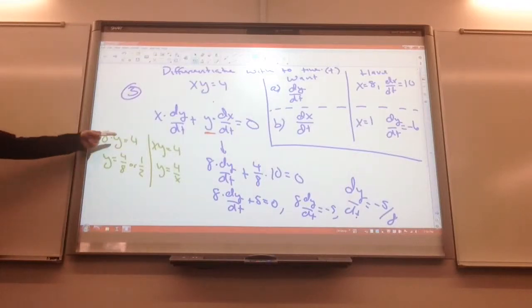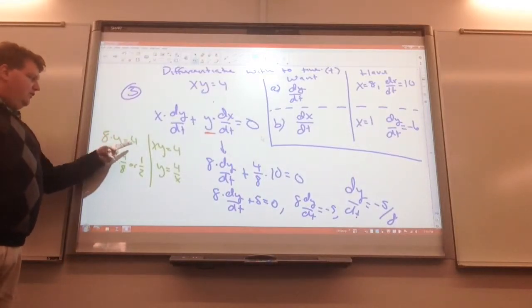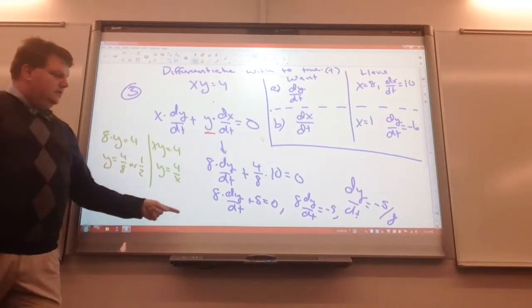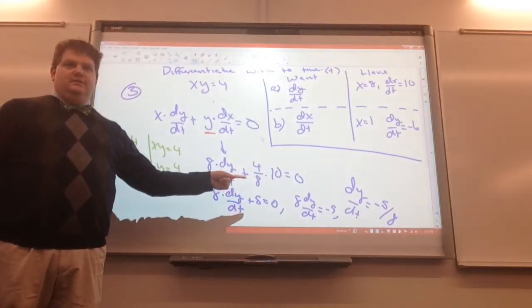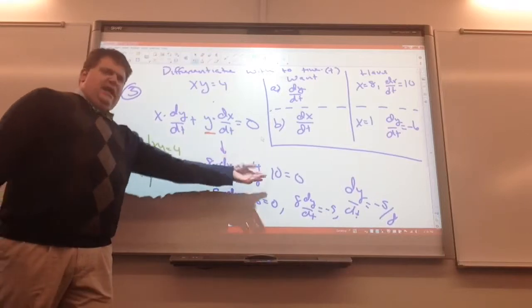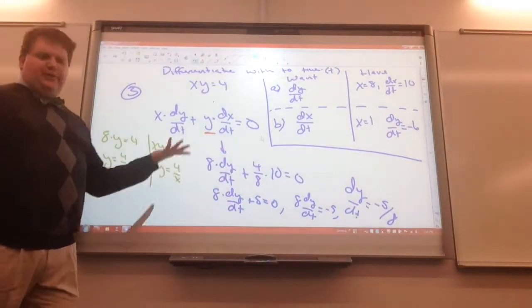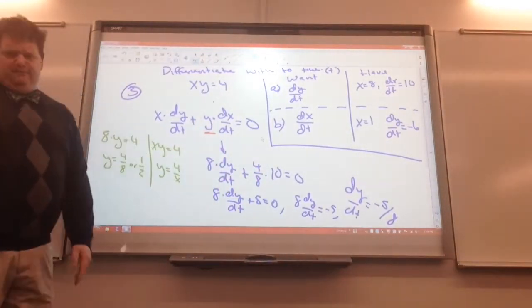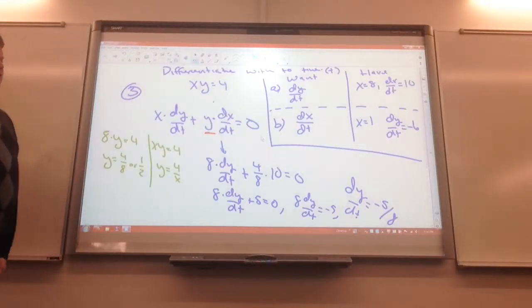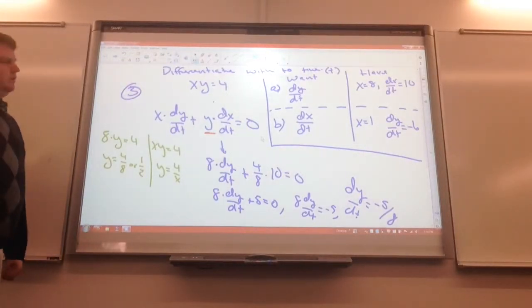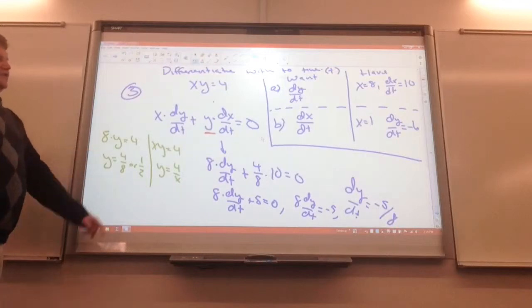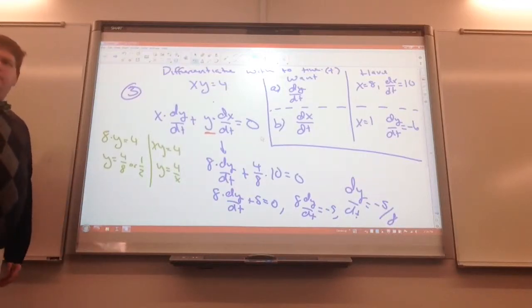Note too, if I had done it over here and solved for what y was, I got 1/2. Well, what's 4 over 8? 1/2, right? So if I had replaced it with the solution to it, I would have gotten the same answer. Okay? So notice both ways worked just fine. Do I need to actually do b, or do you get the idea now?